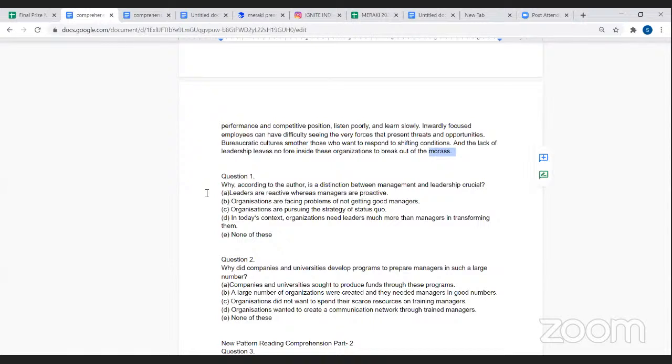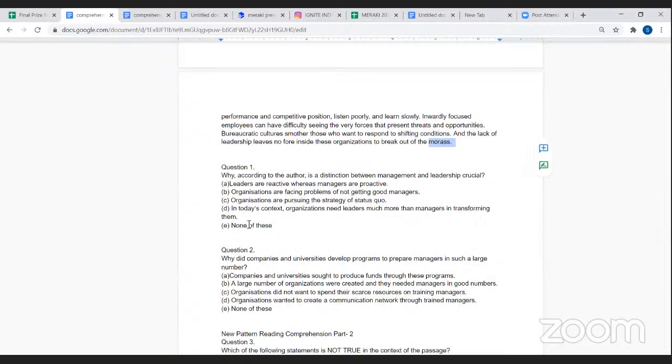Okay, so the first question is why, according to the author, is the distinction between management and leadership crucial? Option D, in today's context, organizations need leaders much more than the managers in transforming them. Yeah, that's correct.